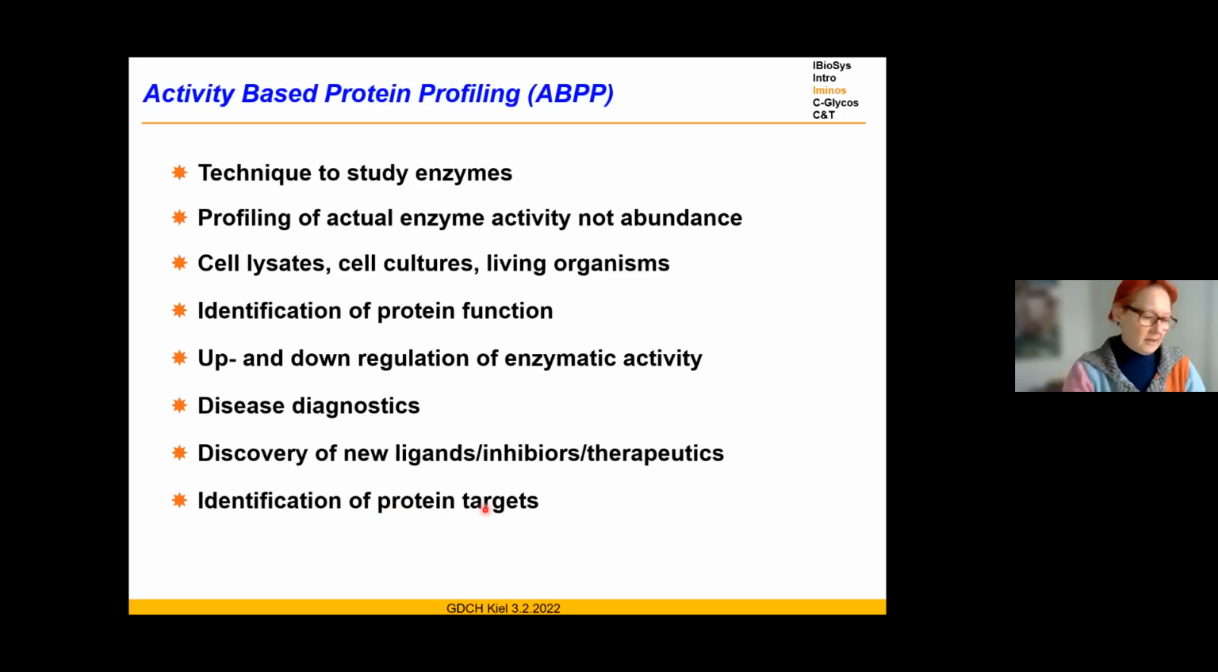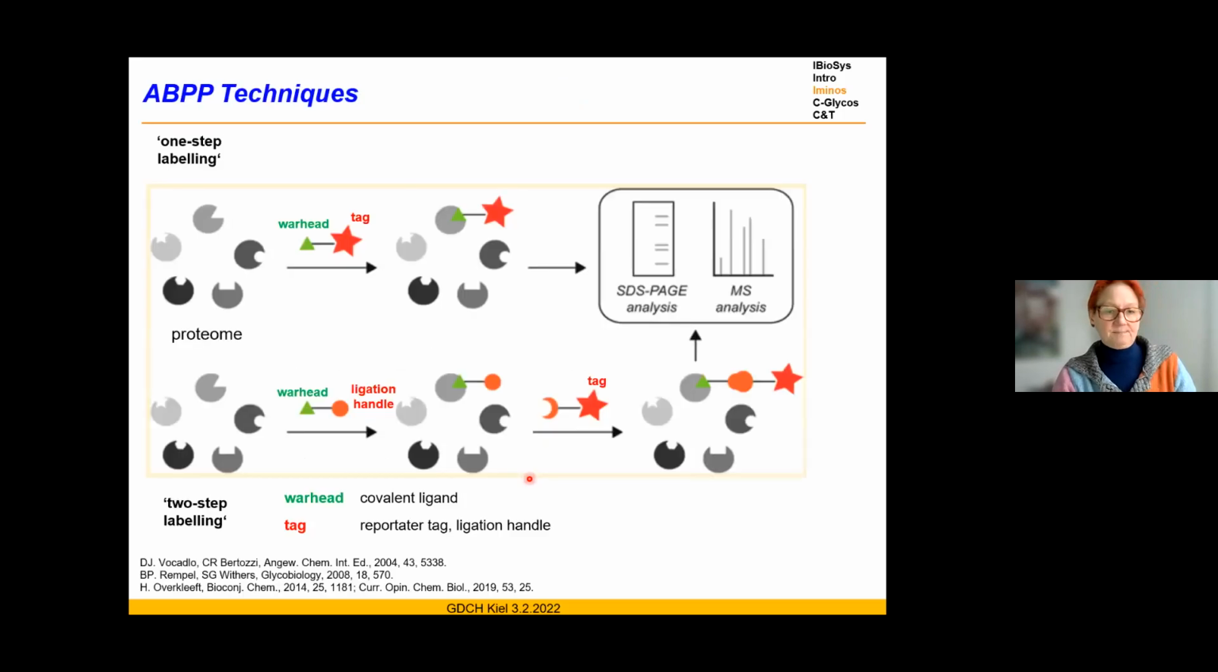and is now really available for many different classes of enzymes, such as lipases, kinases, phosphatases, methyltransferases, and also for glycosidases. And the principle is shown here.